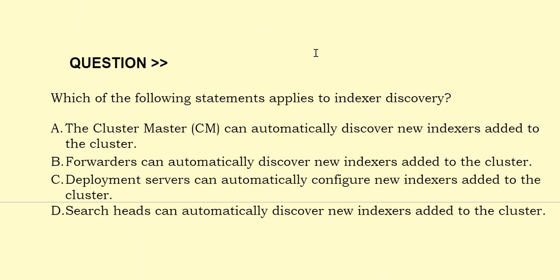The correct answer is option B. Our next question is, which of the following statements applies to indexer discovery? Option A, the cluster master (CM) can automatically discover new indexers added to the cluster. Option B, forwarders can automatically discover new indexers added to the cluster. Option C, deployment servers can automatically configure new indexers added to the cluster. Option D, search heads can automatically discover new indexers added to the cluster.